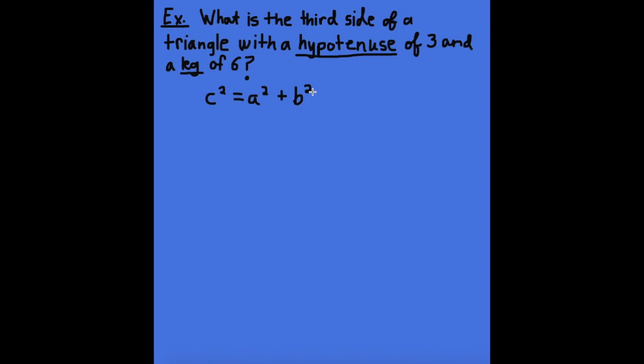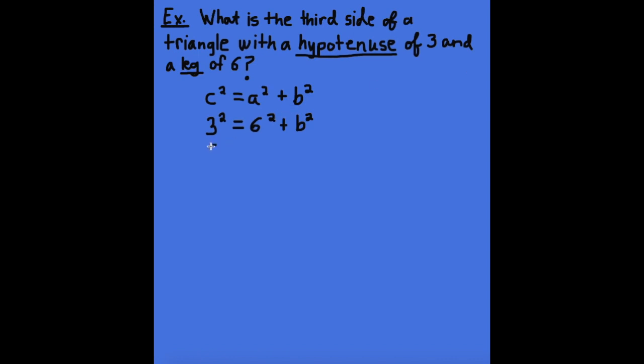The Pythagorean Theorem says c squared equals a squared plus b squared. In the problem it says the hypotenuse is 3, so we will substitute 3 for c. In the problem it also says 6 is a leg, so we will substitute 6 for a. We will then get 3 squared equals 6 squared plus b squared. 3 squared equals 9, and 6 squared equals 36.